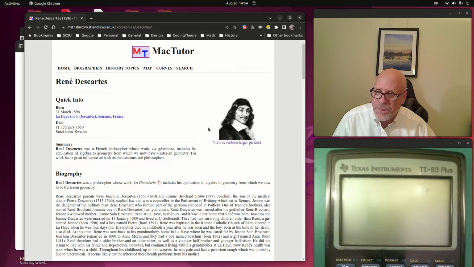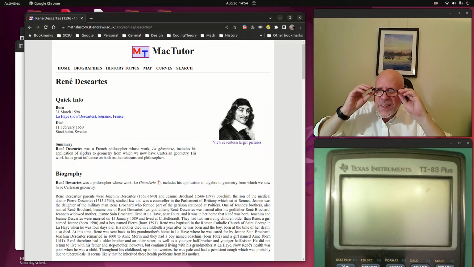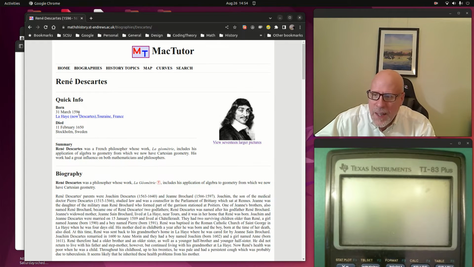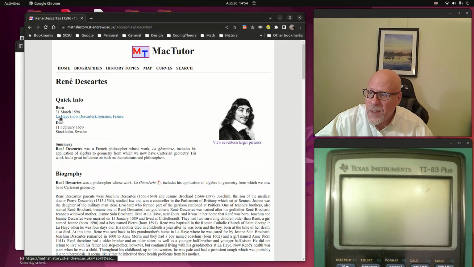He was born in 1596. That's seriously ancient history, hundreds of years before the birth of the United States as a nation. Well, close to it. Anyway, he was born in France. I think it's interesting, the town he was born in was called La Haye, and now it's called Descartes. They changed the name of the town for him.